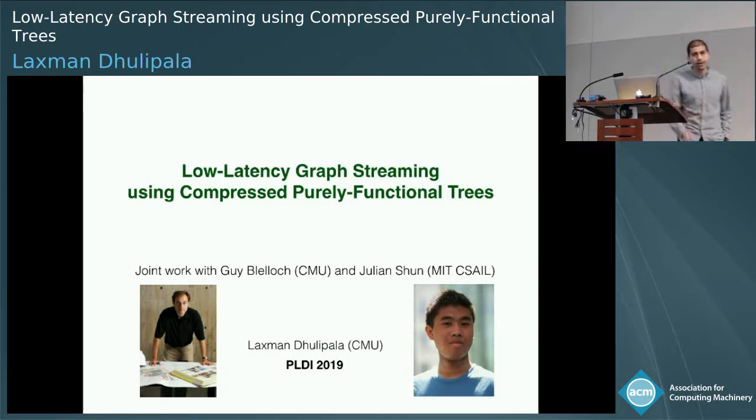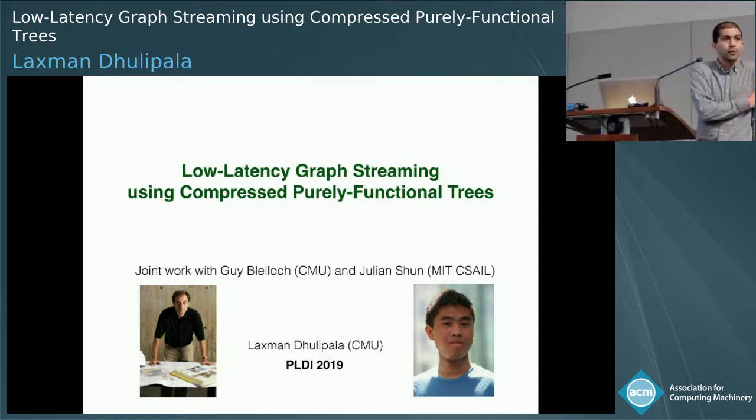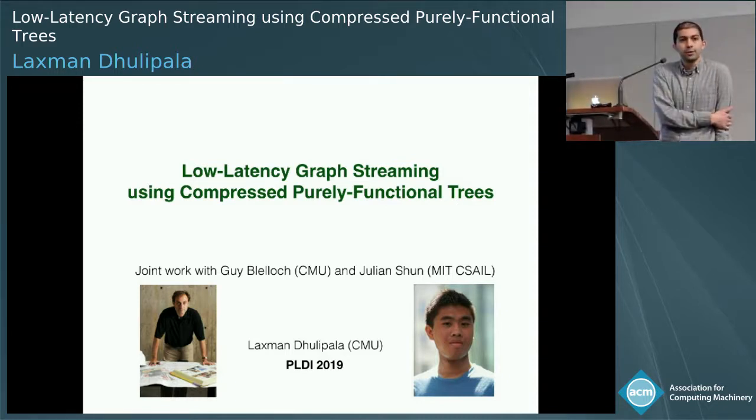Today I'm going to tell you about our work on low latency graph streaming using compressed purely functional trees. Everything I say is joint work with my advisor Guy Blalock and Julian Shun from MIT.